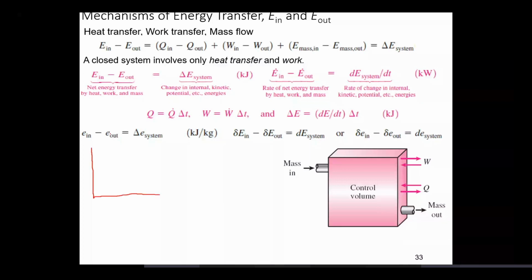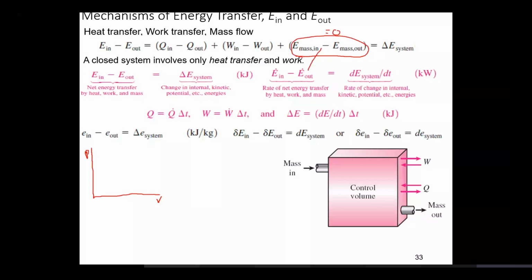Sir, the one above, where you set E mass in minus E mass out to zero, you did that because of the closed system. Yes, this is for the closed system. If the system is closed, there would be no mass flowing in, no mass flowing out. So this portion would be essentially zero. Clear? Okay, sir. All right.